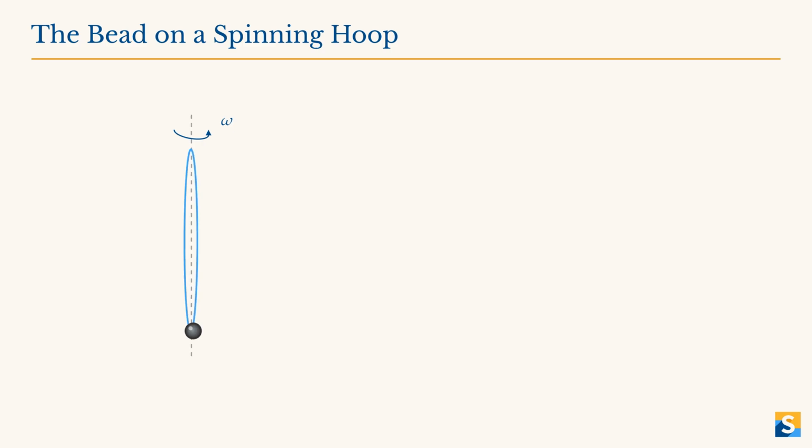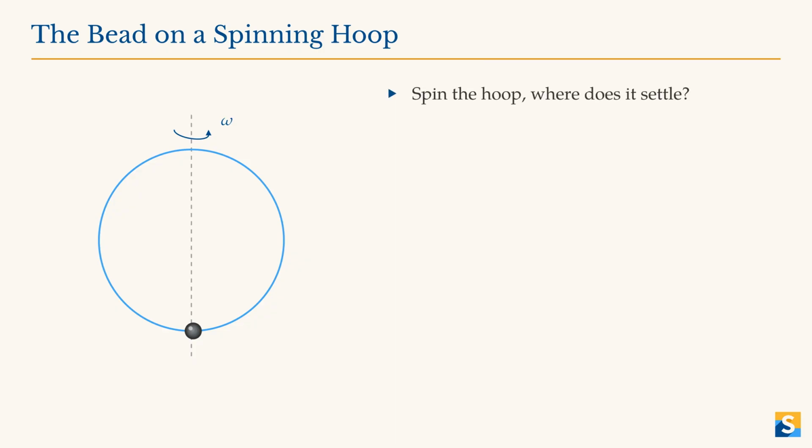Spin the whole hoop about its vertical diameter at a steady rate, omega, like a coin twirling on a table. Watch it whirl twice. The bead can sit anywhere along the wire. Where can it rest as it spins? The bottom feels obvious. Hold that thought, because the bottom is sometimes wrong.